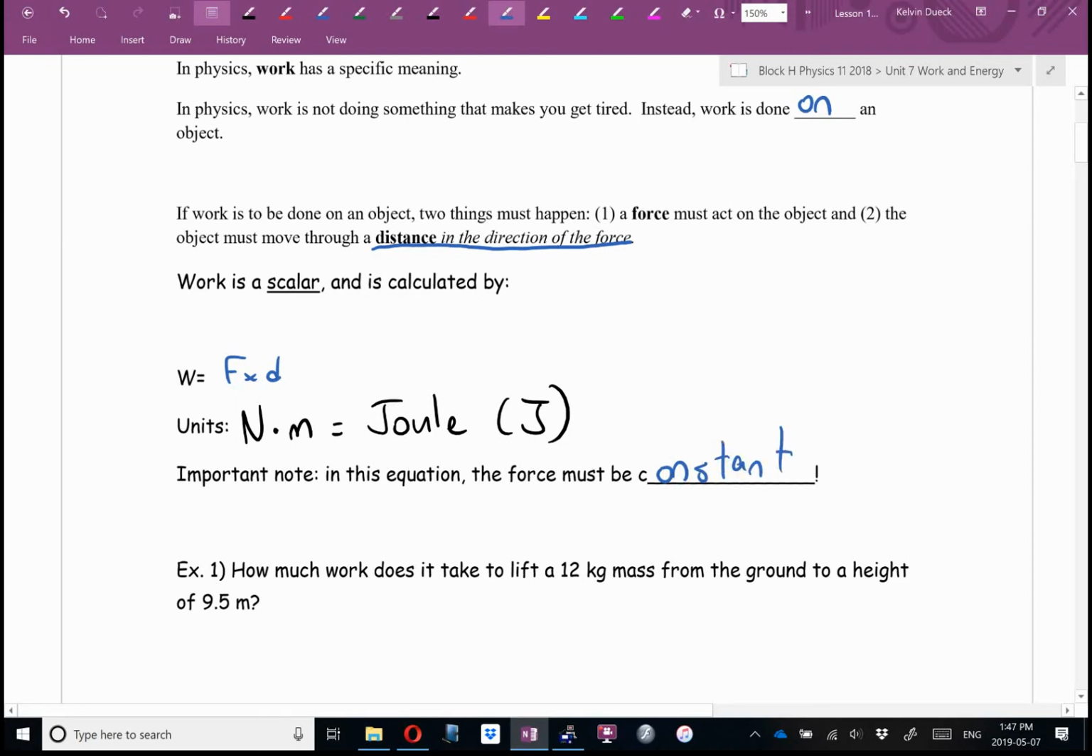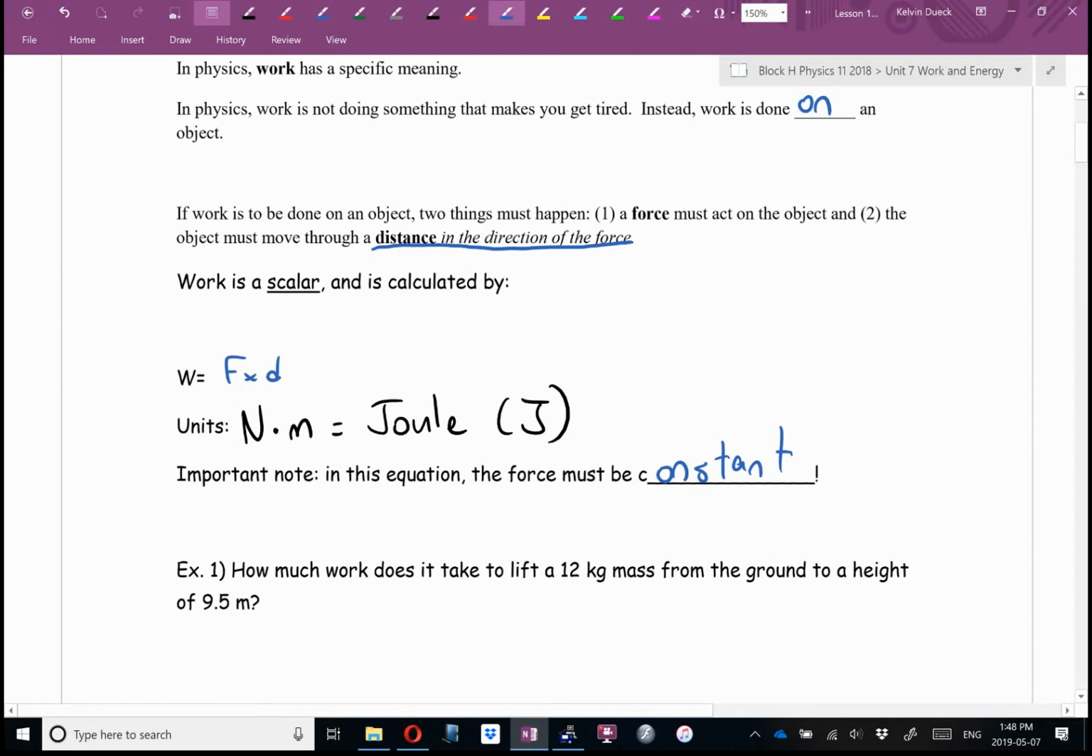This becomes a problem next year when we start looking at rocket science, when we start putting satellites in orbit. Because as you move further from the Earth, further and further away, what happens to the force of gravity? It's not constant. It gets smaller and smaller. And so unfortunately, to do rocket science, hey, it is rocket science. You can't just go force times distance.